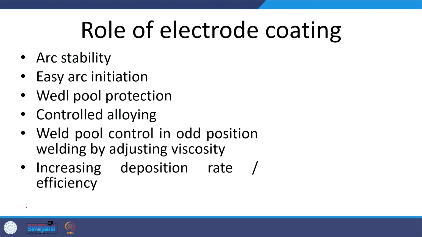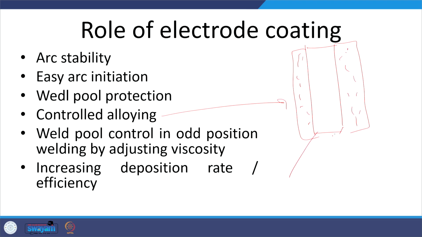Then another thing that is possible, like in the core wire, see the core wire will correspond to the parent metal characteristics, which is to be joined. And then if you want a special set of properties, then we can add certain alloying elements in the flux. So, when the flux melts, the alloying elements also go into the weld metal, okay, and that helps in modifying the composition of the weld metal.